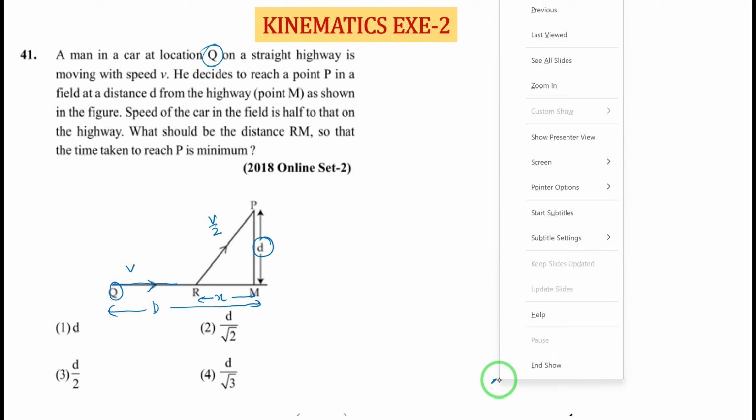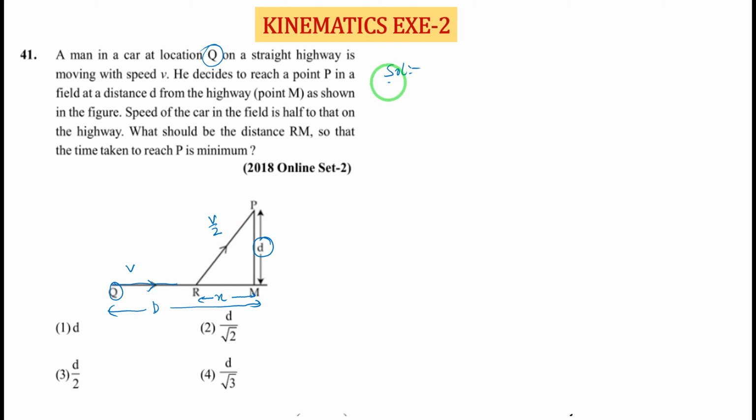So what we will do, we will first write the time equation for the two parts, that is Q to R and R to P. If T1 is the time here and T2 here, then the total time T will be written as T1 plus T2. For T1, distance upon speed, distance is d minus x upon v. And for T2, RP is how much? Root under d square plus x square divided by velocity v by 2. That 2 will come in the numerator.